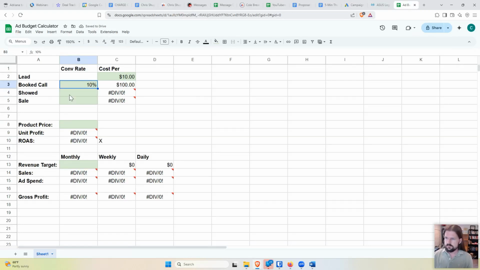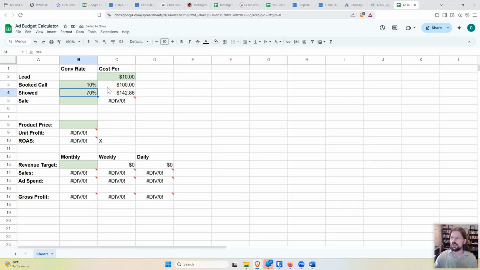Of those people who book a call, not everybody's going to show up. It'd be nice if everybody would show up, if people did the things that they said they were going to do. That would be cool in a perfect world, but most of us know that it doesn't work like that in the real world. So you're going to have a certain percent that show up. A pretty normal show rate is 70%, so we'll put 70% in here.